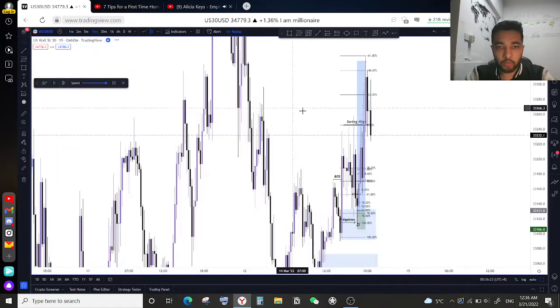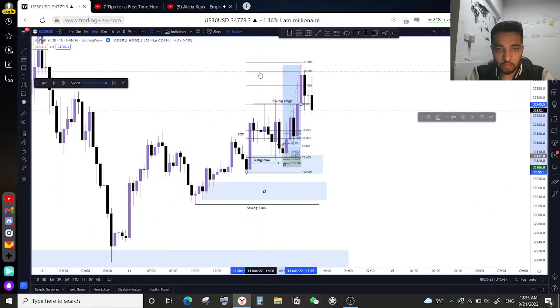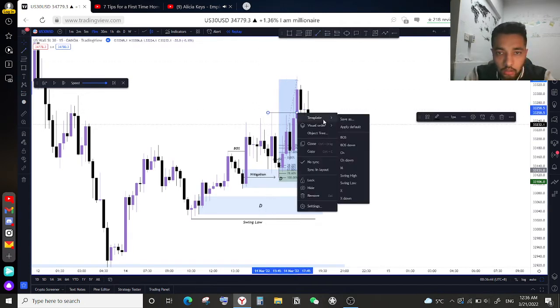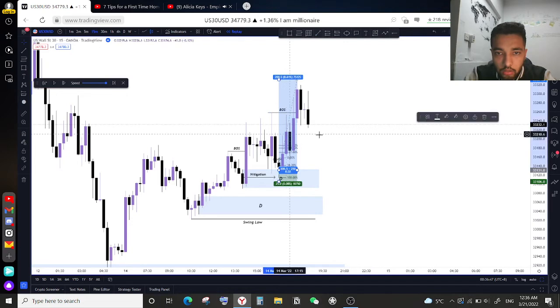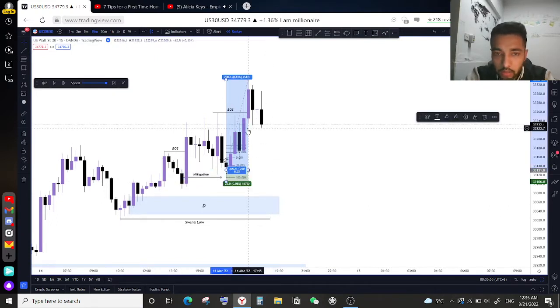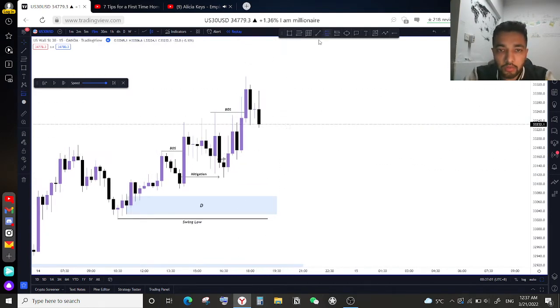I just want to keep in mind where we are in 15 minutes. Okay, so now we got break of structure to the upside. And we'll get a demand zone here. So I'm gonna remove this, and I'm gonna remove this as well so we can see it clearly. 200 pip is secure now. So we got the break of structure to the upside.